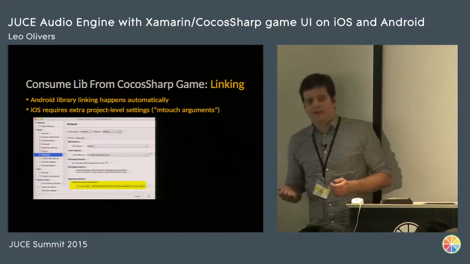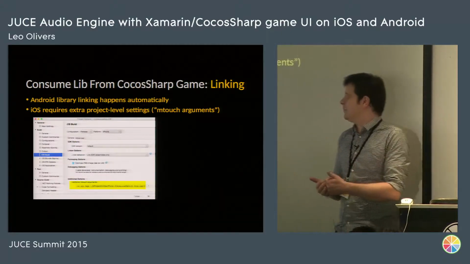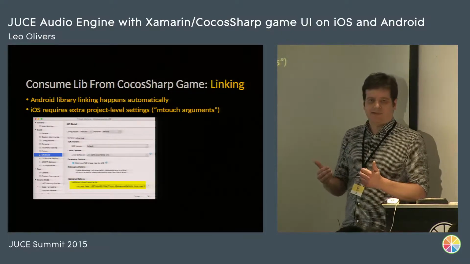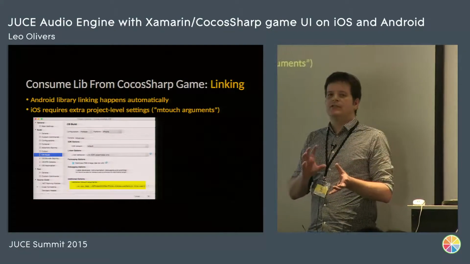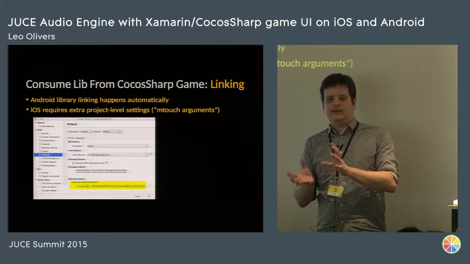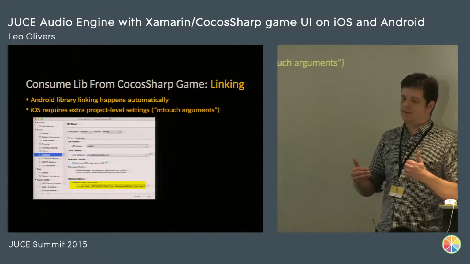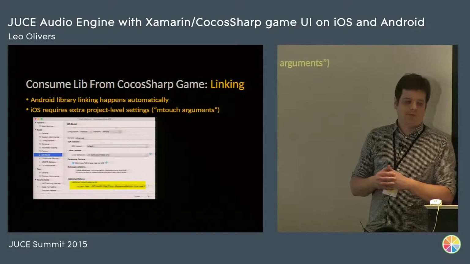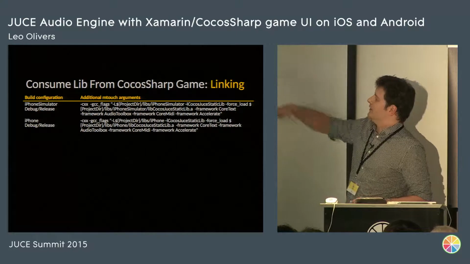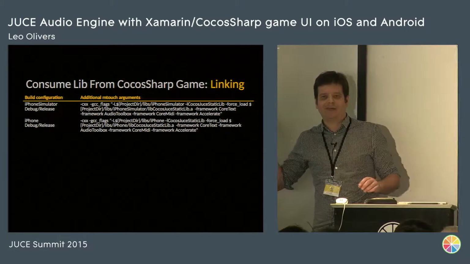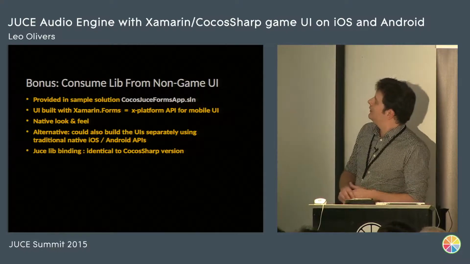For Android, then, you are done. But for iOS, you need to have yet another final step. You have to provide some extra settings on the project level, which are called mtouch arguments, which are basically GCC linker and compilation switches that tell Xamarin to link in extra iOS frameworks, for instance. For reference, these are the mtouch arguments. You don't have to memorize them right now. You can find them on the GitHub.